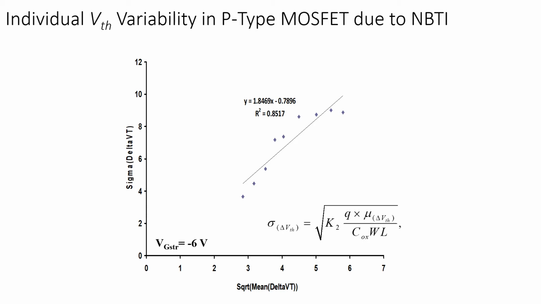Now, as you see, what I plotted on the y-axis is the sigma, or the standard deviation. Sigma square will be the variance of the data. And on the x-axis, I have plotted the square root of the mean. And in this formula, as you can see, if you use device physics, you can actually prove that the variance is proportional to some constant times the mean divided by Cox times W times L.